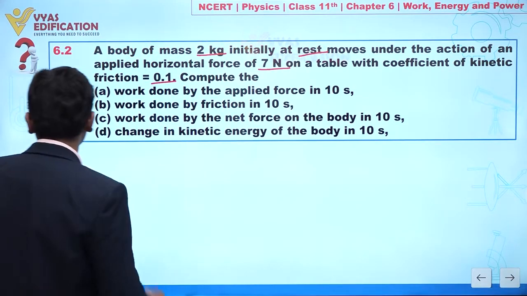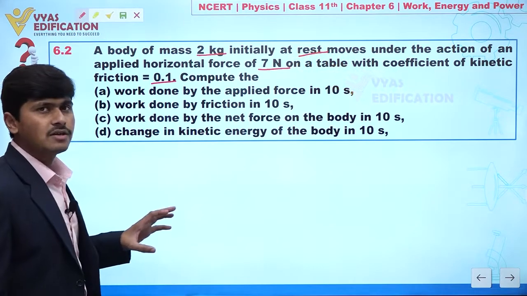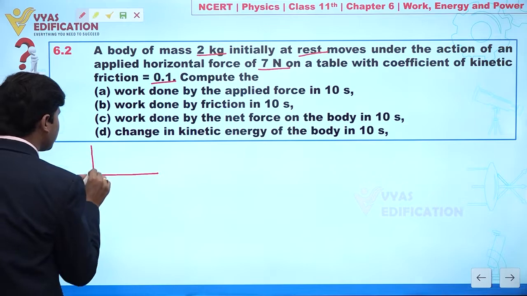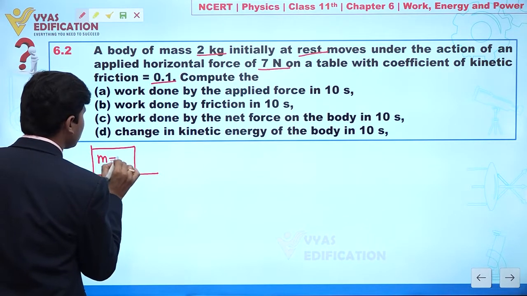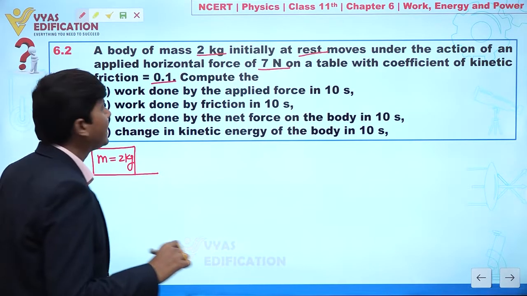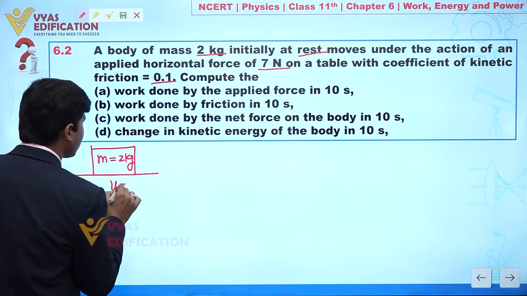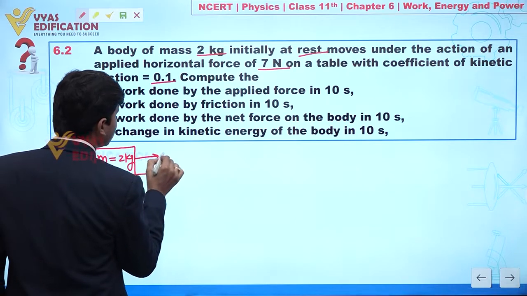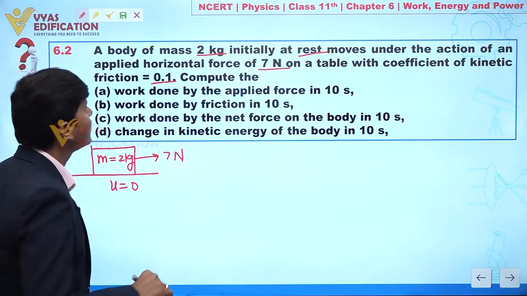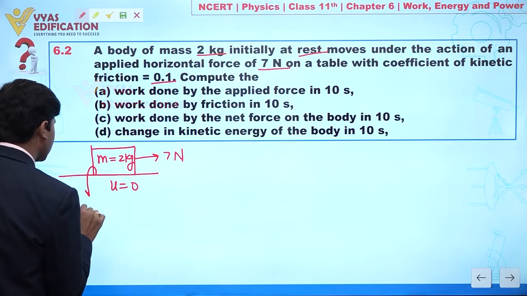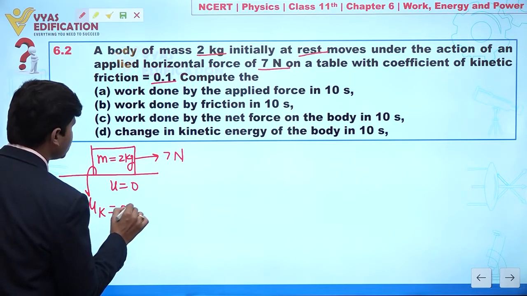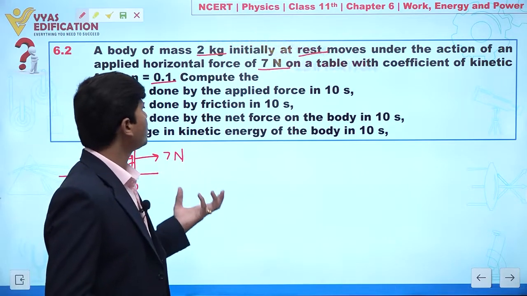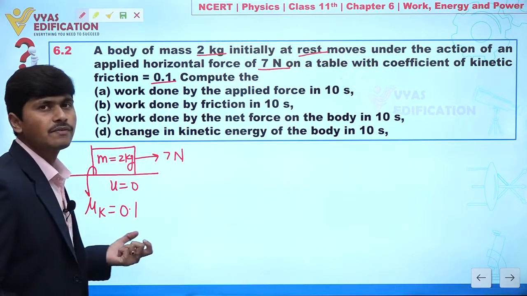Clear? Now concentrate on the screen. In this question, let's suppose we draw a diagram. We have a block. Mass is given to you, this is 2 kg. And it is given that initially this block is at rest. Okay, fine. It moves under the action of a horizontal force, which is given to you as 7 Newton. Clear? And the coefficient of kinetic friction mu k is given to you as 0.1. Clear? So now we have to compute the work done by the applied force in 10 seconds.